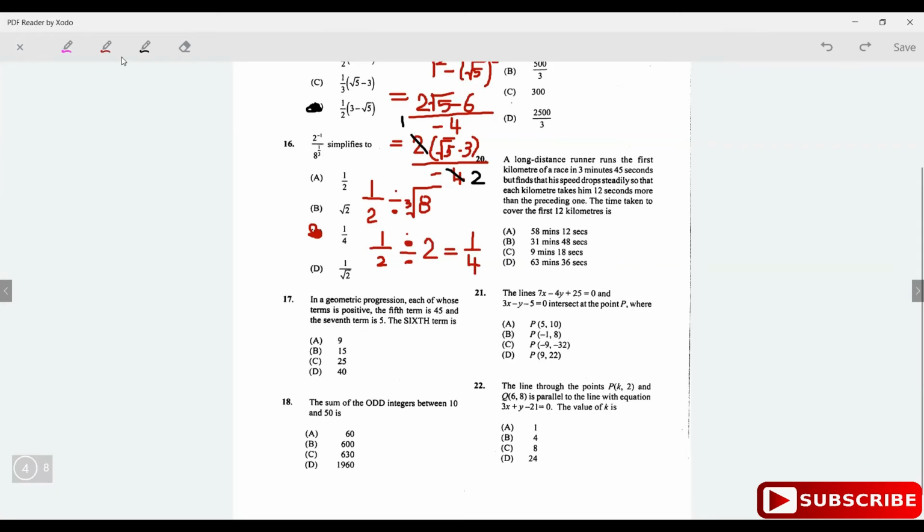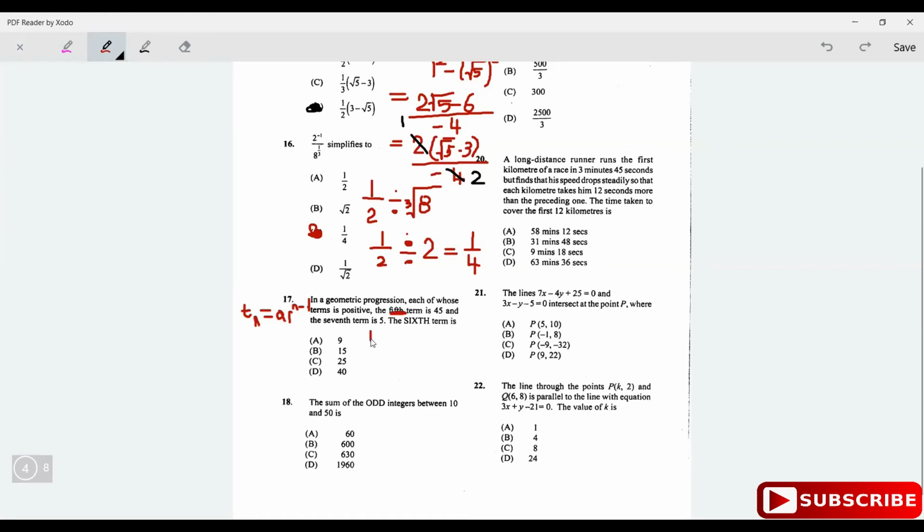So first thing we have to remember is that any term of a geometric progression, we can call it Tn, is represented by a times r to the n minus 1. All right, that's how we find a term in a geometric progression. And so the 5th term would mean you plug in n as 5.